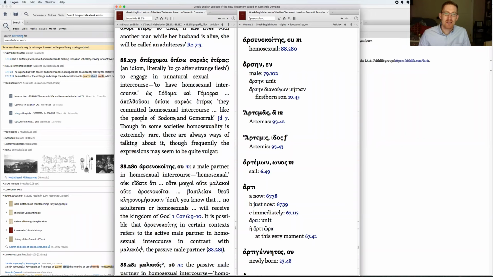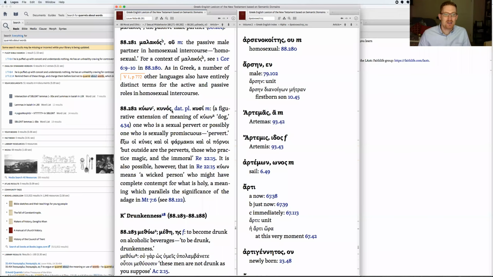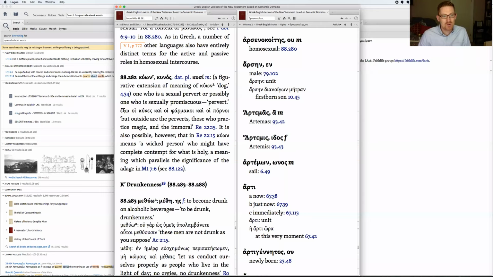A variation on, in fact, here's a whole phrase, going after strange flesh, which is also a reference to homosexuality. And here's malakos, and here's the reference, kuōn, probably also in part to homosexuality.